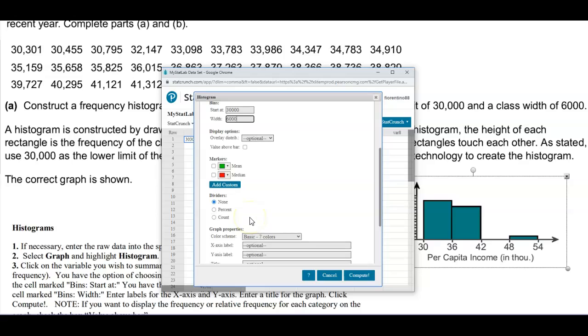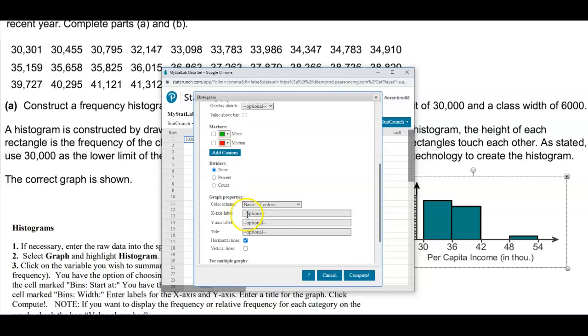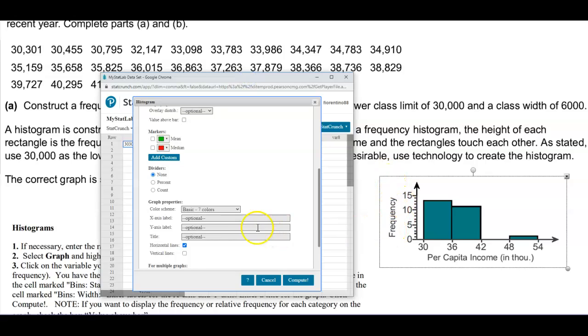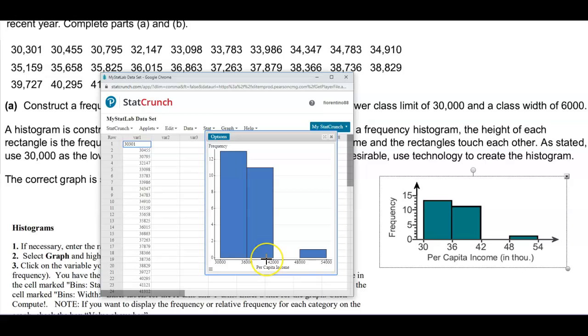Now we could also label the X and Y axis. If you look here, we already have the Y axis as frequency. If we want to label the X axis to say per capita income, then we can do that. And then we're going to select compute. Okay, so there are our numbers.